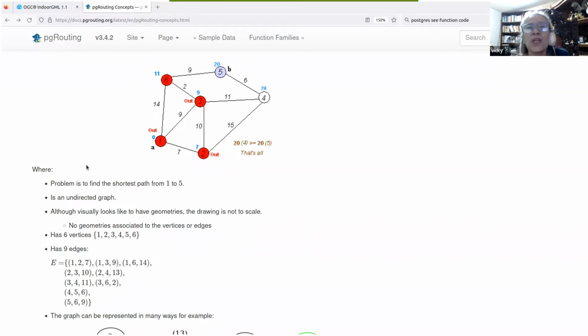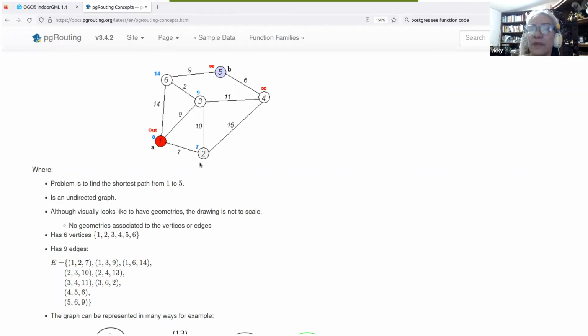It visually looks to have geometries. The moment that we're drawing something on the paper, it has a geometry involved. There's an X and a Y on the paper that we are not evaluating. But there are no geometries really associated to the edges. We can see that this is distorted. There's no way that this is 40 and this is 9 and this is 2. It's kind of out of scale. The drawing is out of scale. Okay.